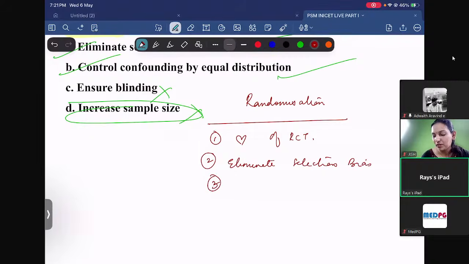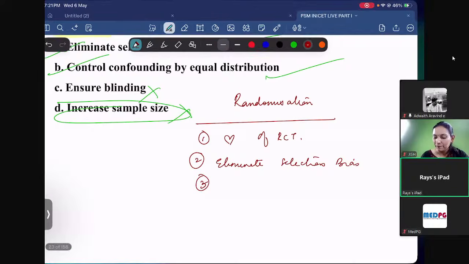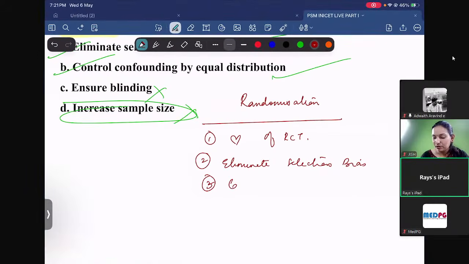Second, another important point is it helps to control confounding, or it makes the two groups, the control and the intervention arm, comparable by making equal distribution of the confounders. So it makes both groups comparable by balancing the confounders. And unlike matching, when I say it is equally distributing the confounders, it means known confounders as well as unknown confounders. Okay.